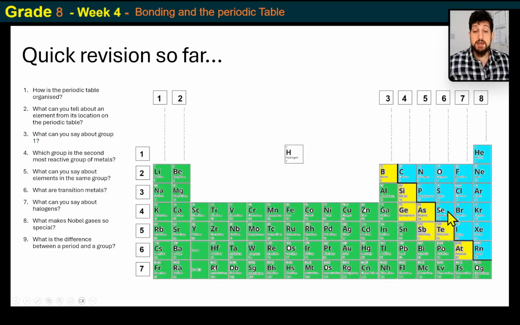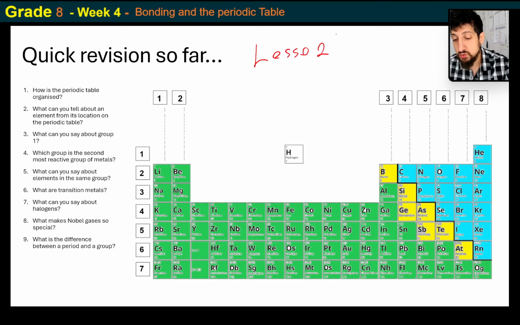Okay, and let's come to a quick revision of lesson 2, which I think is quite important. How is the periodic table organized? Hopefully by now you should know that the periodic table is organized by atomic number, or number of protons, because that is the ID, the identity of the atom. I think it's a good idea if you print this out and write the answers in here. So it is organized by atomic number.